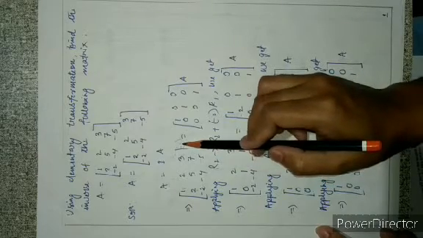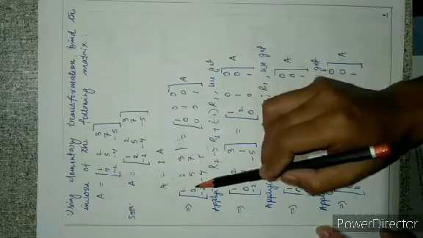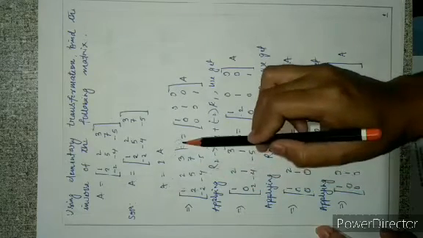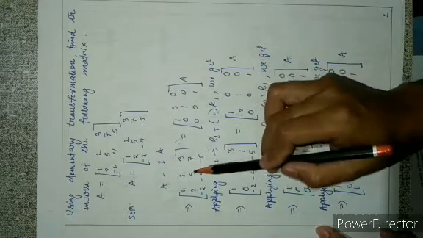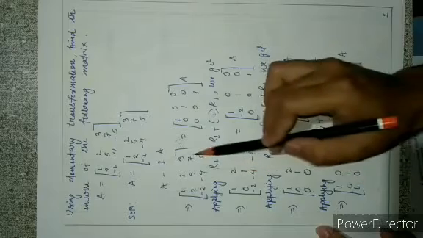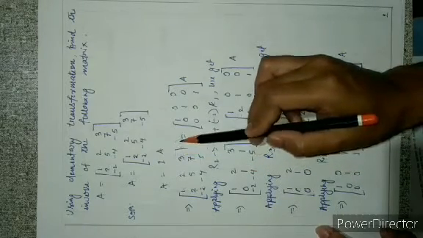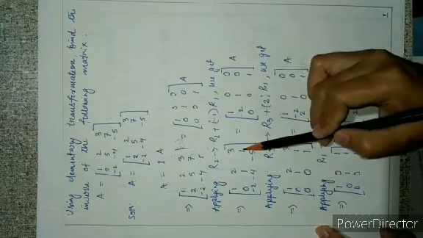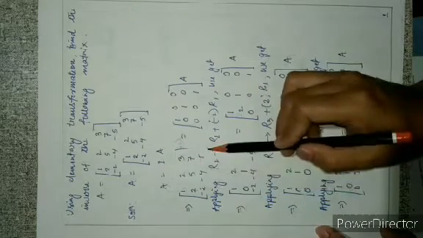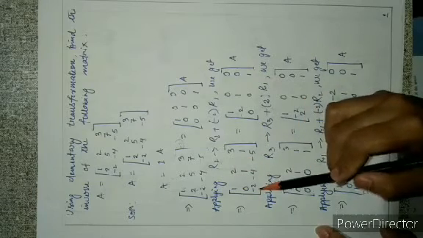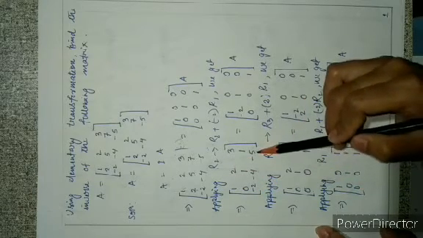1 into minus 2 plus 2 is equal to 0. 2 into minus 2 is minus 4, plus 5 is equal to 1, and 3 into minus 2 is minus 6, minus 6 plus 7 is equal to 1. First row is 1, 2, 3. Third row is minus 2, minus 4, and minus 5.